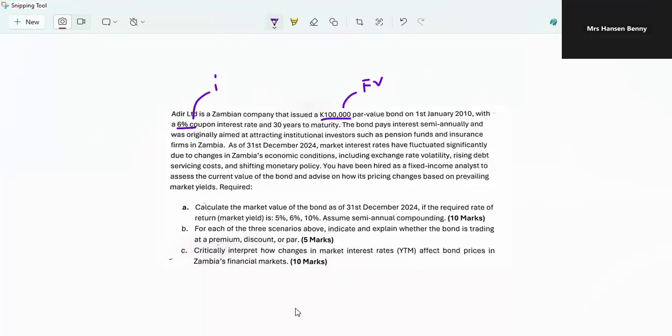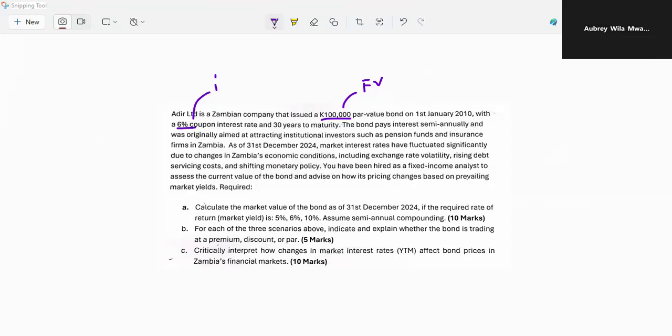What else do we have? We also have our T, which is 30 years. Where is the T coming from? After the words coupon interest rate and 30 years to maturity. Okay, 30 years to maturity. So our T is 30 years. We'll put 30 years. Now, another word that I need you to underline, be very careful, is semi-annually.